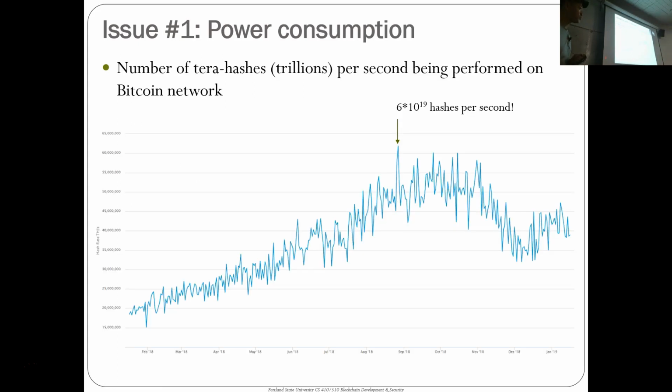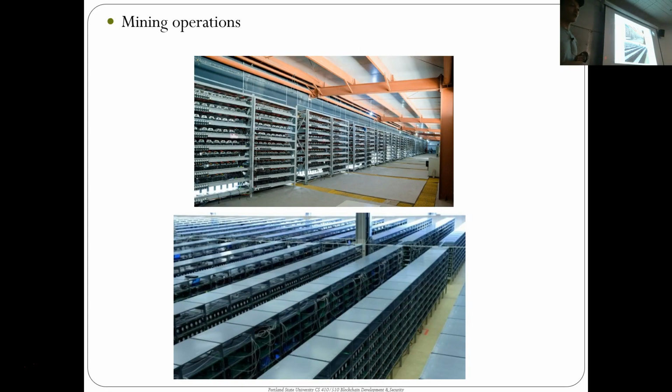So there are some issues with doing this. The first issue I want to highlight is the power consumption needed to run this blockchain network, the Bitcoin network. So this is a graph of the number of terahashes per second being performed on the Bitcoin network. And you look at this, it is 6 times 10 to the 19 hashes per second. Now, all it's doing is that useless computation that we were doing yesterday. So this is what it leads to.